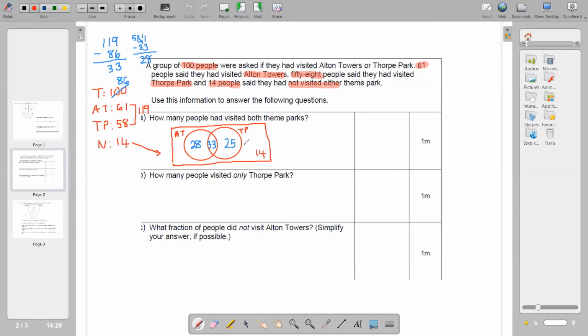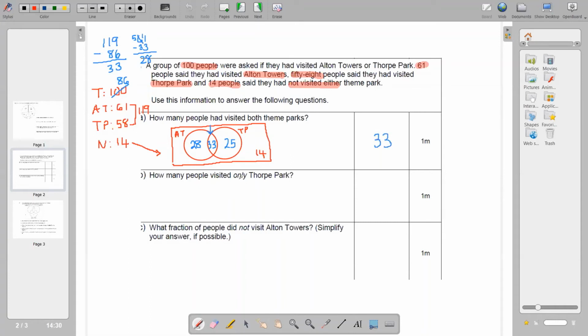If I add these four numbers together, I should come back to 100. So 28 add 33 would be 61, add 25 would be 86, add the 14 is 100. So I know I've shared them all out where they need to be. Now that I have this information, answering the questions should be relatively straightforward. So how many people had visited both theme parks? Well, I can get that answer from where my circles overlap. So the answer to that one would be 33.